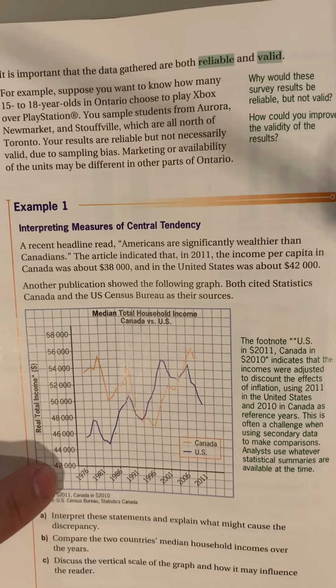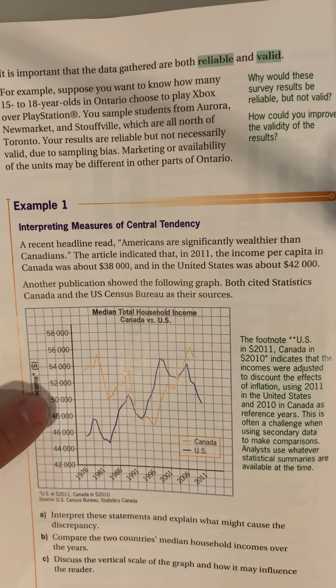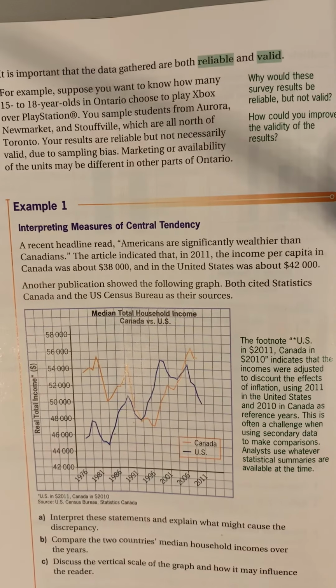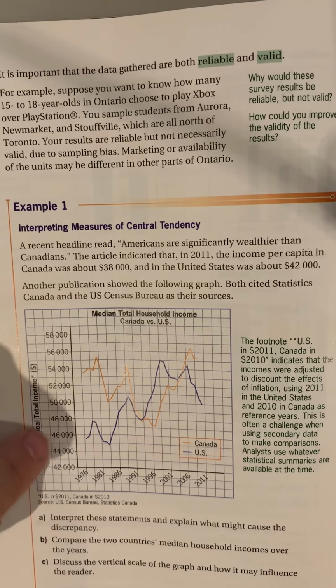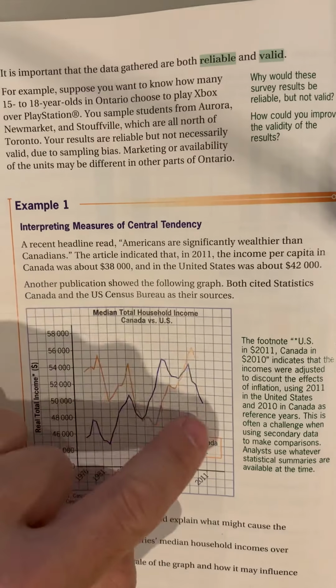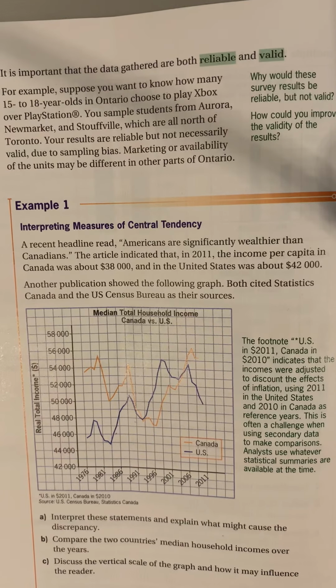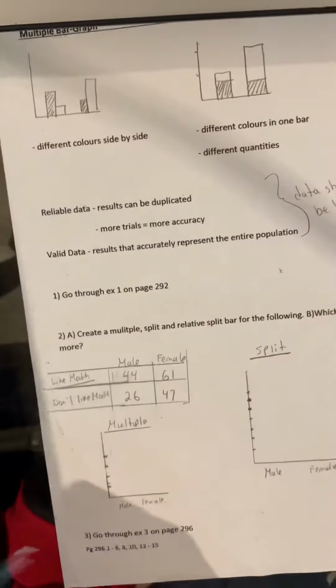So if you started at 0 and went 0, 10, 20, 30, 40, 50, 60, this gap would look a lot smaller. Okay, but since they started at 42 and went up by 2000s, this gap here seems a lot larger than it should be. Okay, so that was example 1, the textbook.